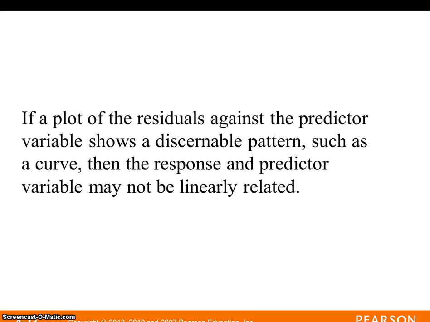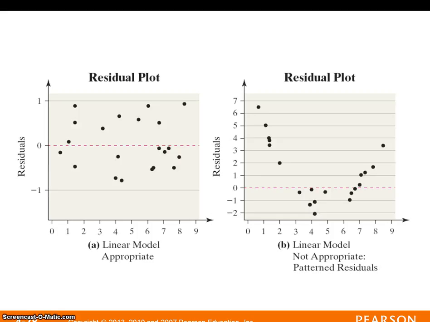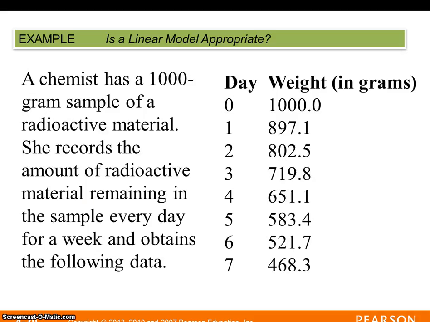So if you plot the residuals against the predictor variables, not the actual original data points, but the residuals, if there's a discernible pattern such as a curve, the response and predictor variable may not be linearly related, so a straight line may not be a good model. So here a linear model might be appropriate because the residuals are scattered around. Again, this is not the original data. These points represent the distance between the regression line and the actual data. Whereas if you were to plot the residuals here, right, a linear model, a straight line may not be an appropriate model for that data.